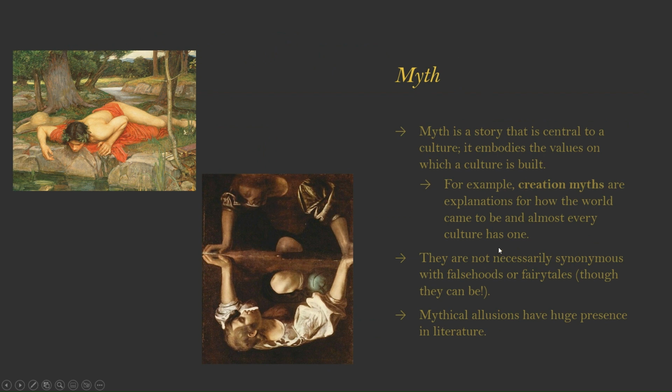Then we have myth. Myth is a story that is central to a culture and it embodies the values on which the culture is built. So, for example, creation myths are explanations of how the world came to be, and every culture in the world has one. There are a lot of similarities between them, but they are also very different. But these are ways that different cultures make sense of their place in the universe, essentially. Now, when we say myth, we don't necessarily mean that they are falsehoods or fairy tales, though they oftentimes are more supernatural stories.